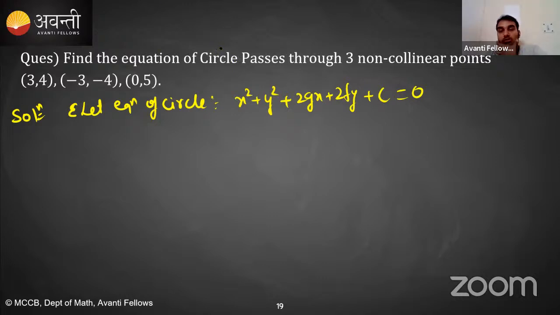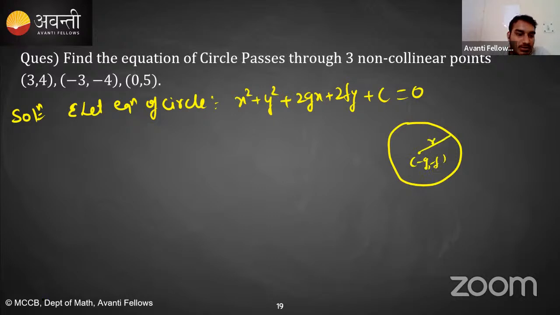Okay. So now, first of all, this circle, whatever this circle is, this will be some circle, let its center be minus g comma minus f, radius is r, and on this circle there are 3 points. So this circle passes through this point. Let's say this is 3, 4. Let's say one of the points is, let's say -3, -4, and let's say another point, let's say somewhere here, 0, 5. Doesn't matter. Okay, that's all.